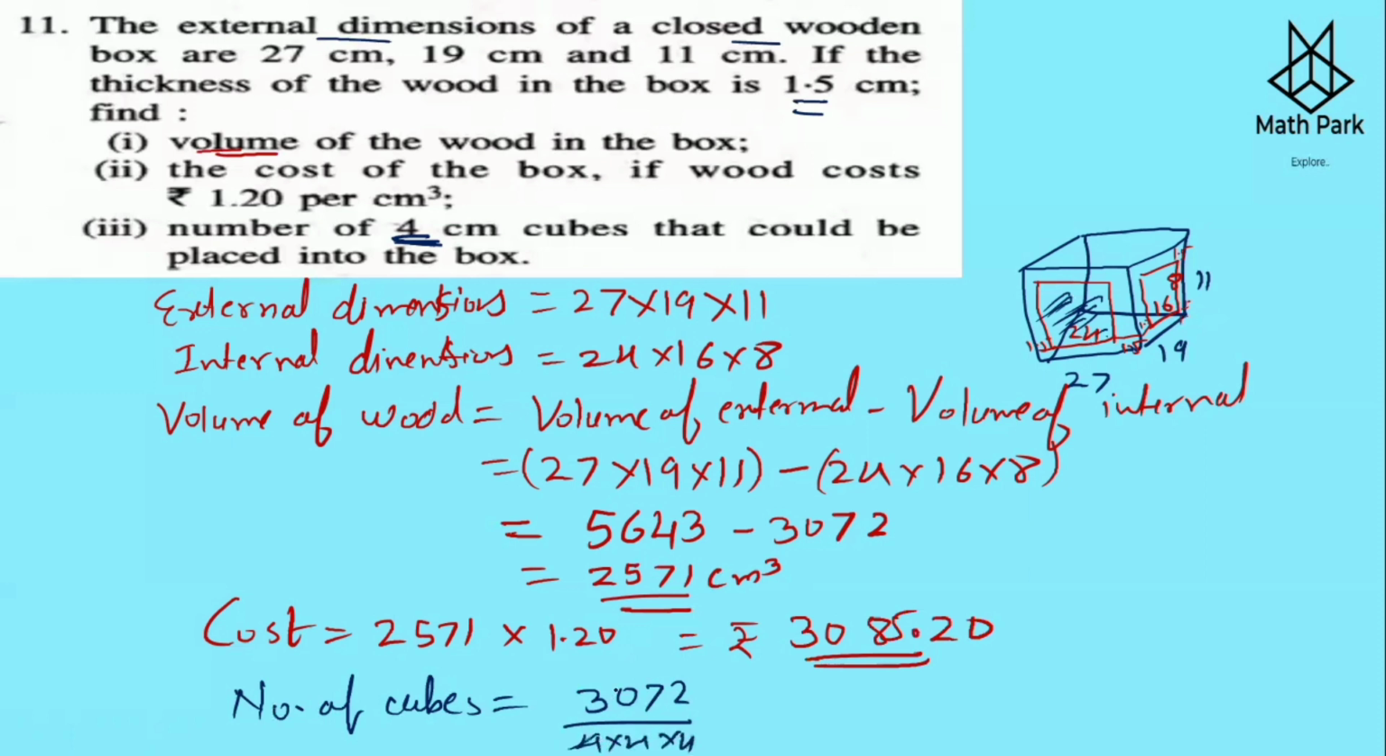So the number of cubes which can be placed here is equal to the internal volume, 3072, divided by the volume of each cube which is going to be placed. Let us simplify. 4 sevens are 28, 4 sixes are 24, 4 eights are 32. So again 768, let us divide by 4. You get 192. And then 192 you divide by 4, which you get as 48. So 48 cubes can be placed in this box. Got it?